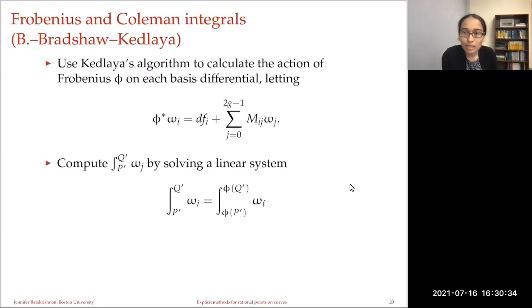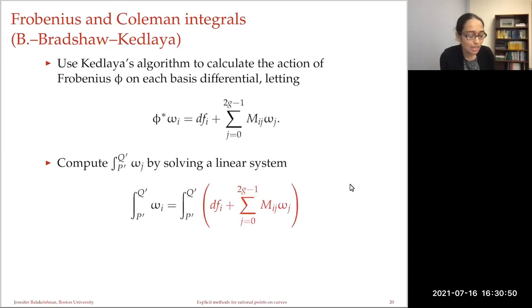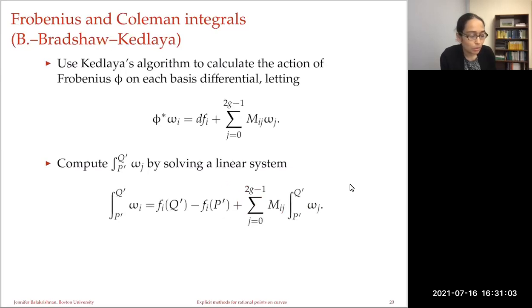And then we can pull back Frobenius into the integrand. And then use this expression that Kedlaya's algorithm gives us and make the substitution so that the pullback of Frobenius has this expression dfi plus linear combination of basis elements. And then we have some nice properties that let us work with this and simplify as we go along. So we can break apart these two terms and then use the fundamental theorem of calculus to pull out some constants. And then finally, we imagine doing this not just for one basis differential at a time, but for the entire basis at the same time.